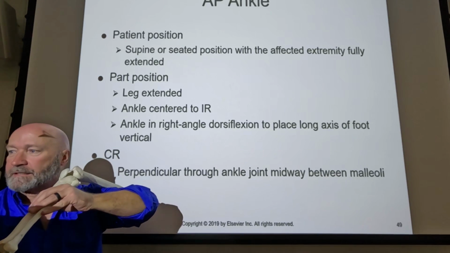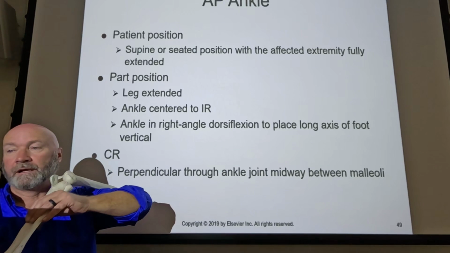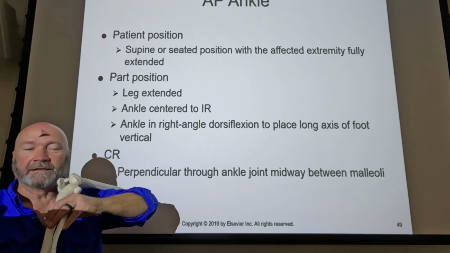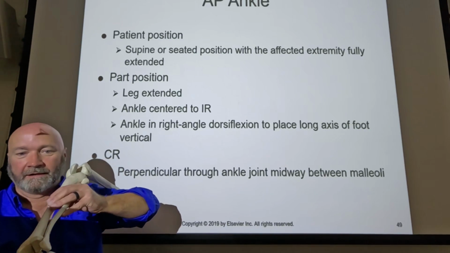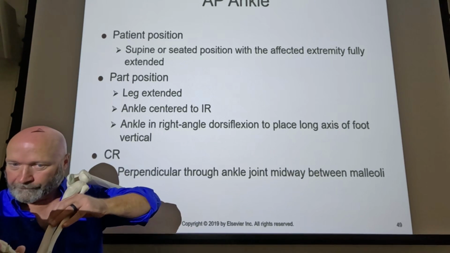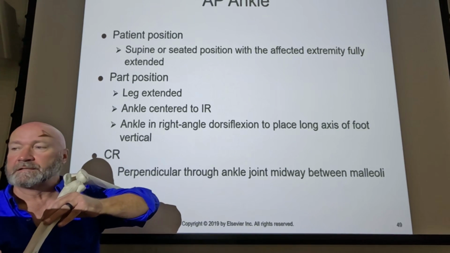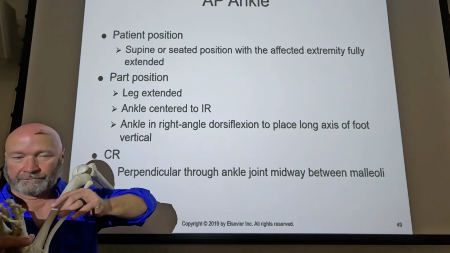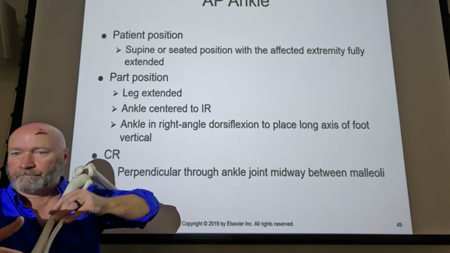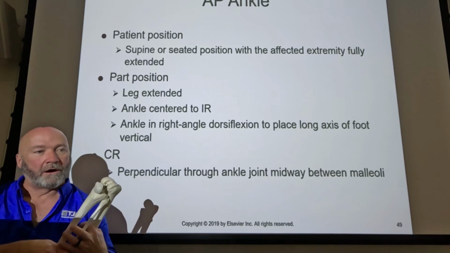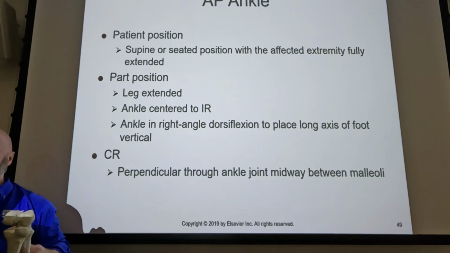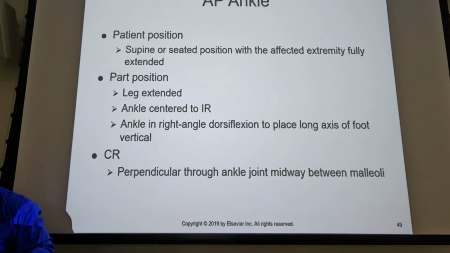So 45 degrees is going to give you the ankle, but the lateral malleolus free of superimposition. So if you want to see the lateral malleolus, 45 degrees is your rotation. 15 to 20 gives you the mortis joint. The mortis joint is that joint all the way around the talus. So you should see the talus without superimposition at 15 to 20 degrees, and the lateral malleolus without superimposition at 45 degrees.